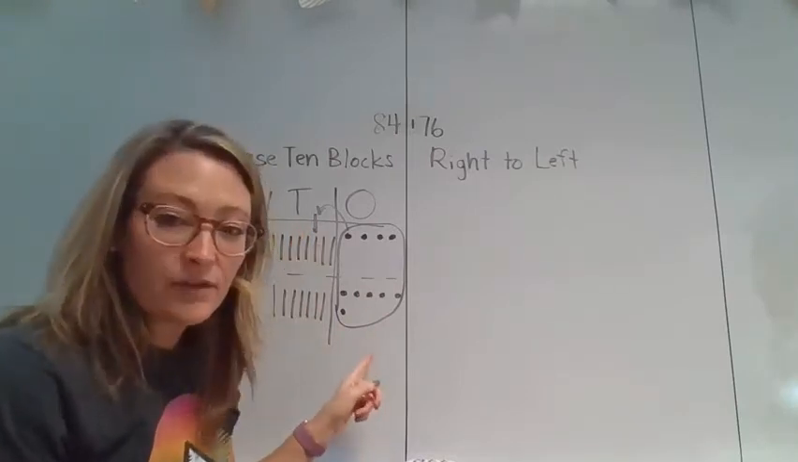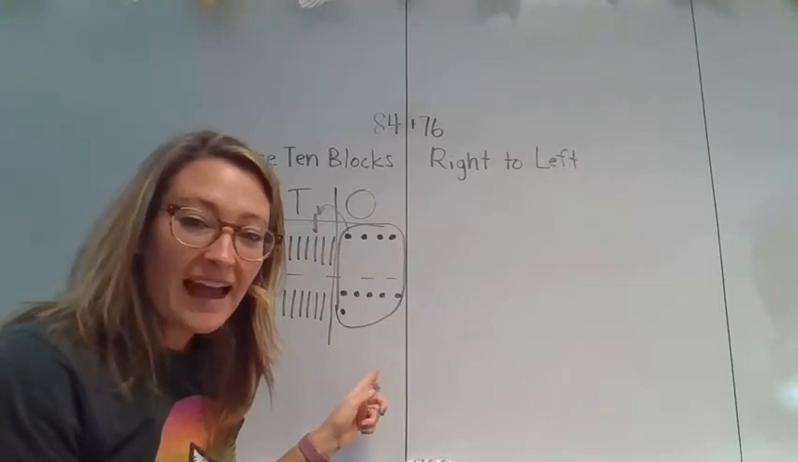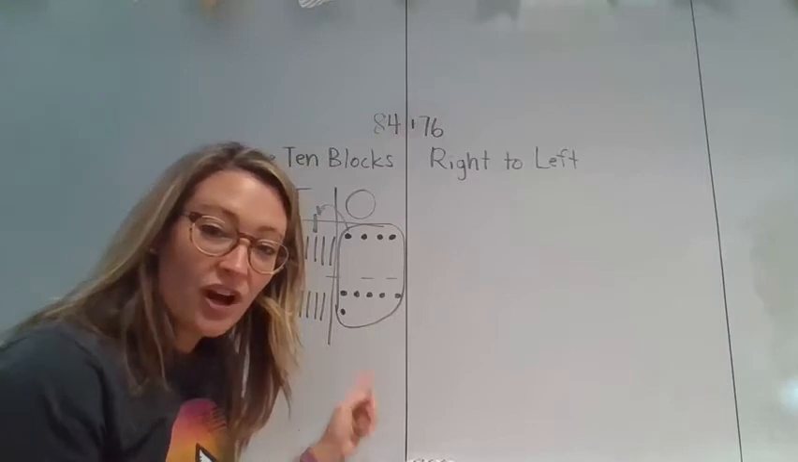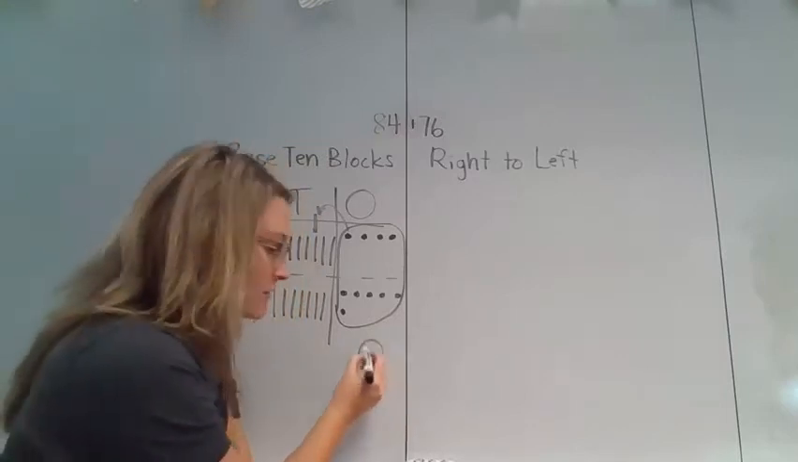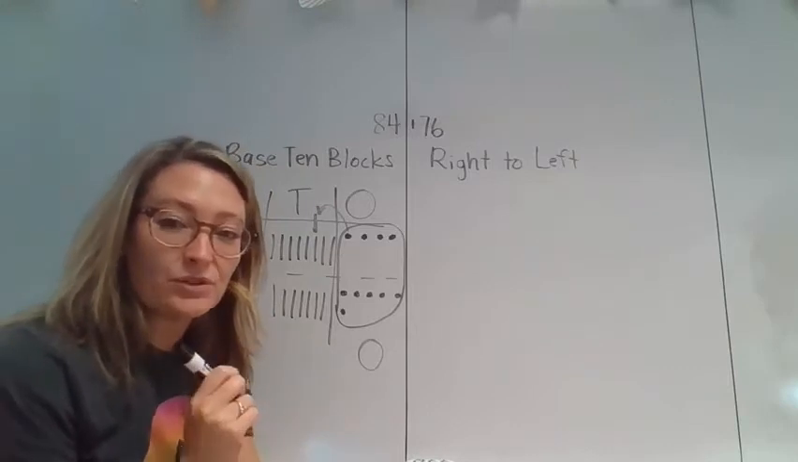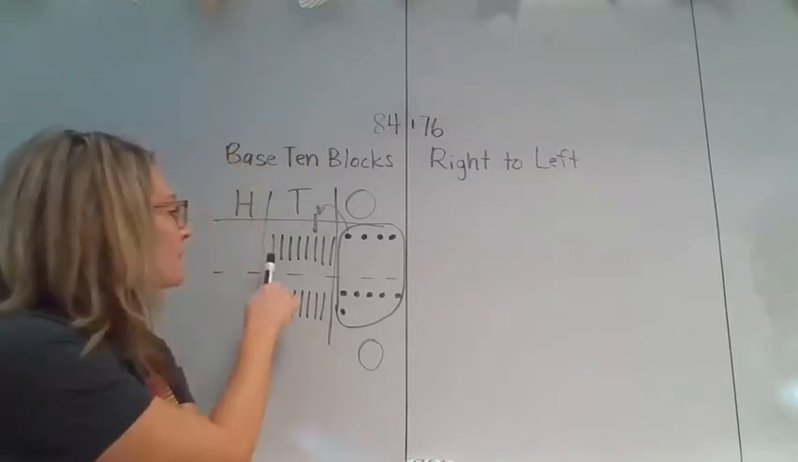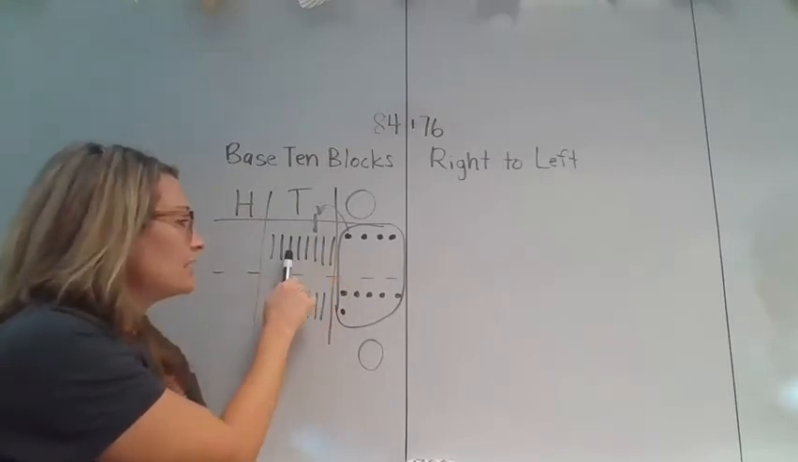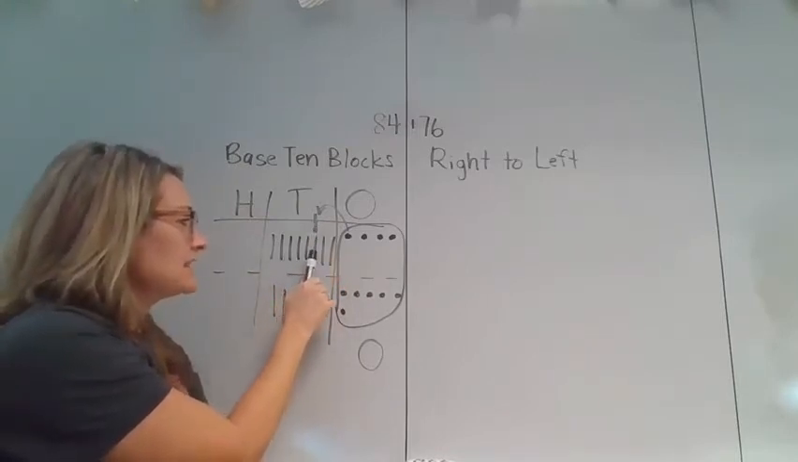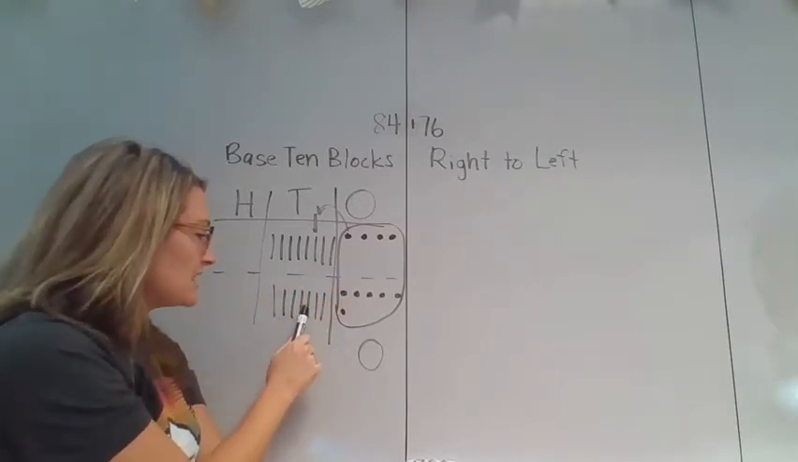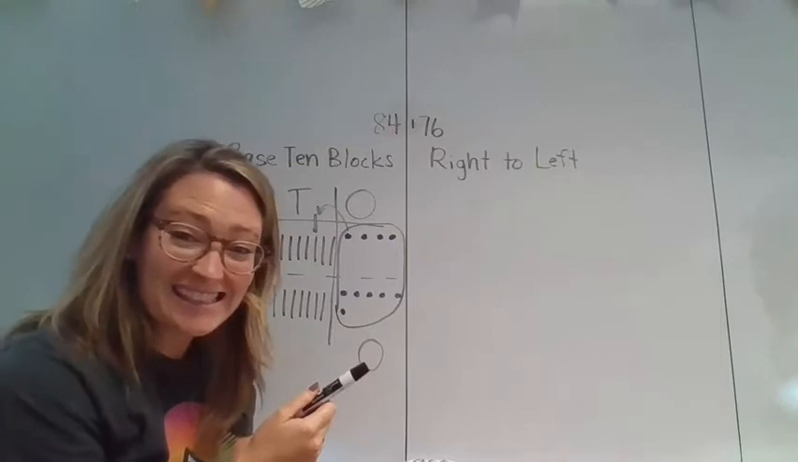So now I come back over here. How many ones do I have left? Well, I didn't have any left because I used all 10 of them. So I'm going to put my 0 down here. Now let's count how many total tens I have. Count with me. 1, 2, 3, 4, 5, 6, 7, 8, 9, 10, 11, 12, 13, 14, 15, 16.